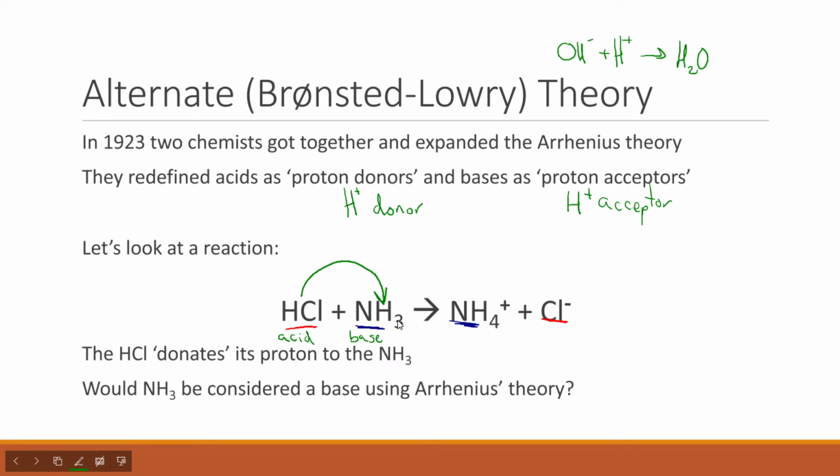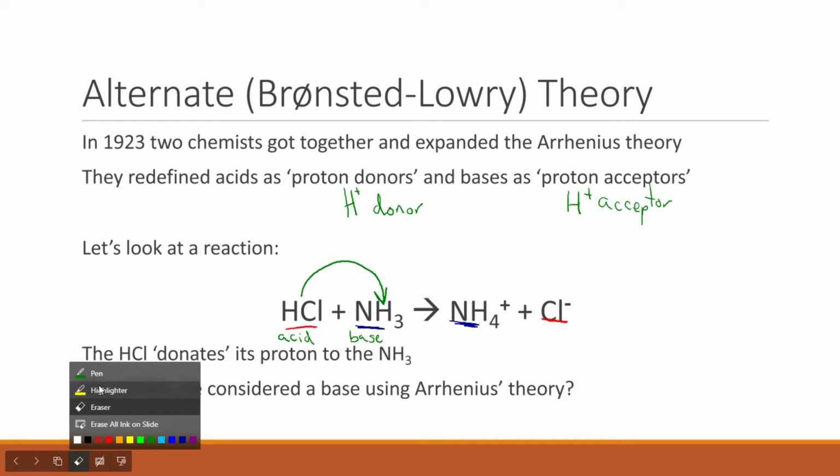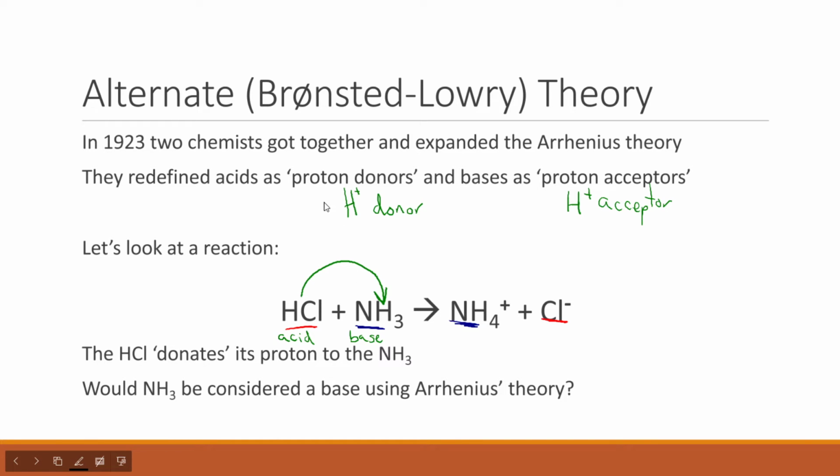Right. If we had the same type of reaction in an Arrhenius acid and base, we would still see movement of H+ from thing to thing. For example, if I had HCl plus NaOH, I would have the H moving over.